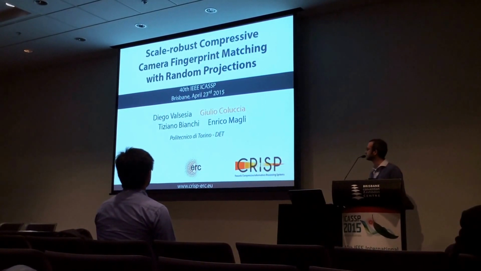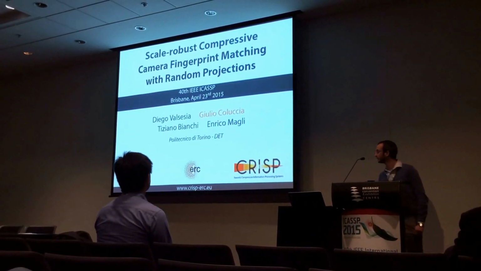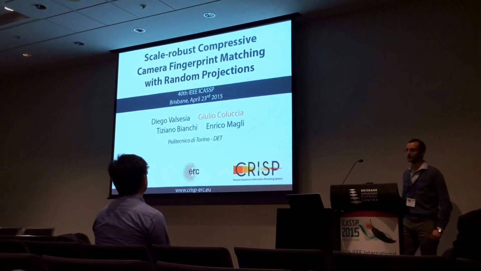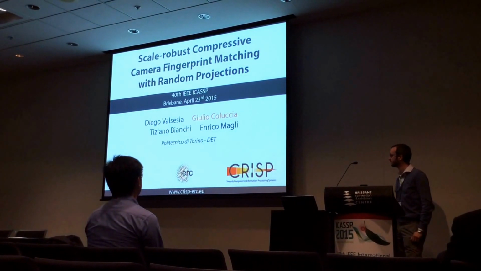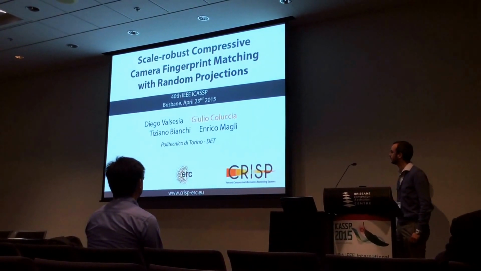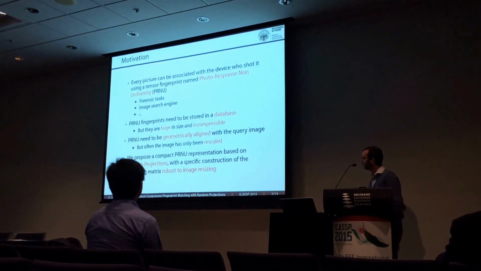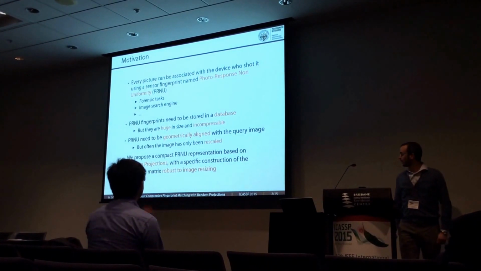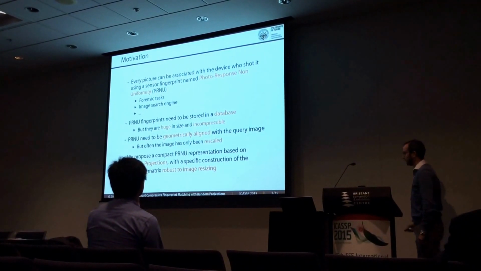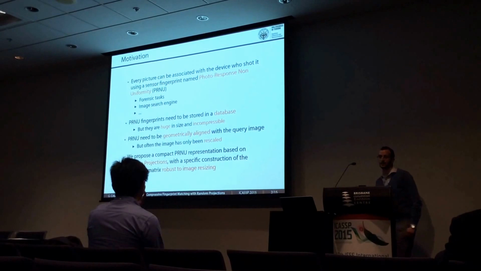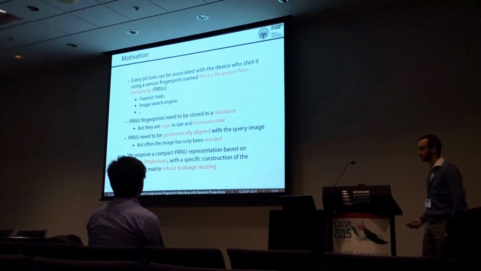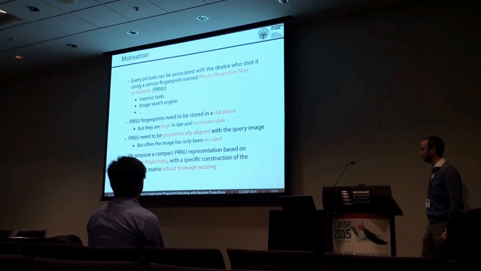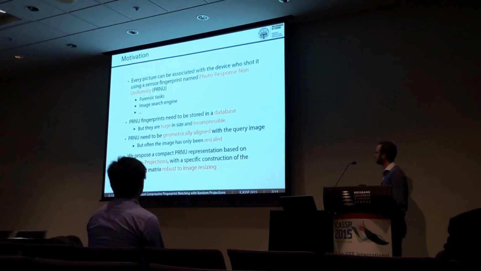using random projections, and it's joint work by Valsesia, Tiziano, Bianchi, Enrico, Magli, and myself, and it has been funded by the European Research Council under the CRISP grant. The motivation of this work is the following. Every picture can be associated with the camera that shot it using an invisible pattern which is contained within each picture. I will detail more in a few slides.